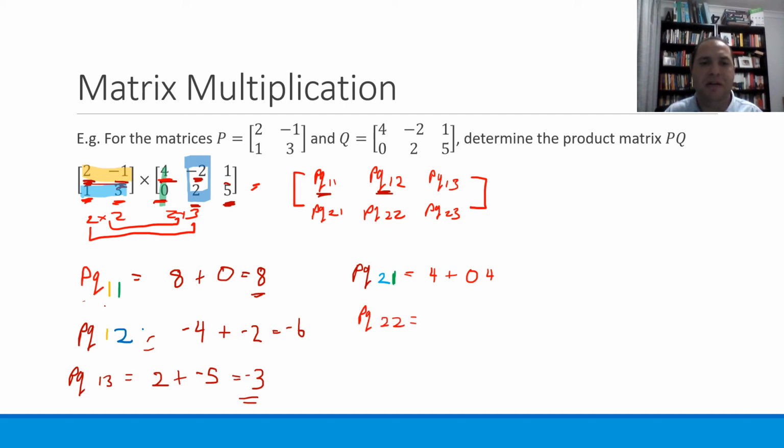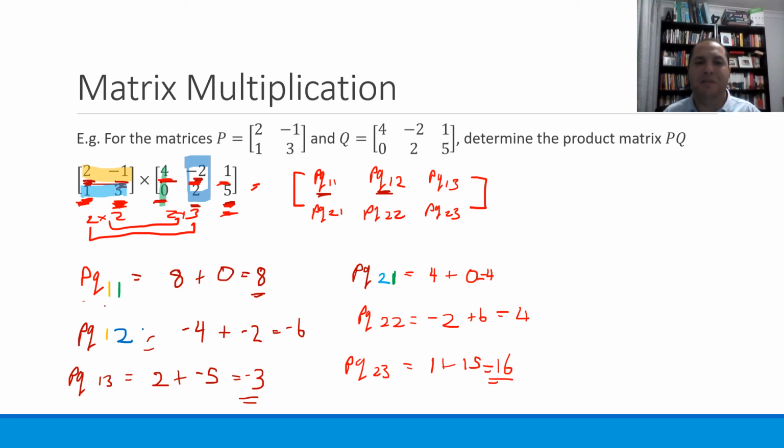So row 2 times column 2. 1 times negative 2 gives us negative 2. 3 times positive 2 gives us 6. Negative 2 plus 6 gives us 4. And then finally PQ 2, 3. So second row times third column. We'll have 1 times 1 gives us 1. 3 times 5 gives us 15. Add them up. That's 16.